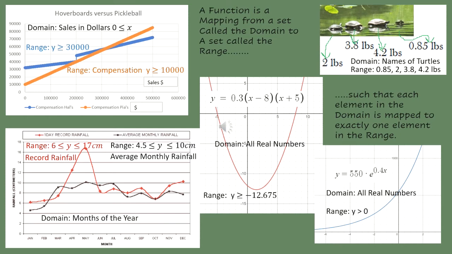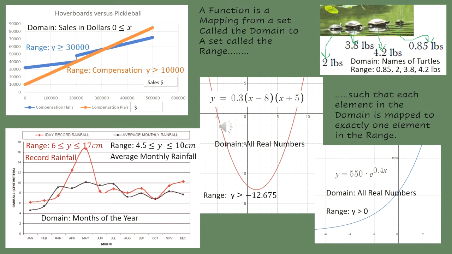Now, it's not labeled that clearly on the graph, but that lowest point where the parabola is turning has a y value of negative 12.675. So the range is y greater than or equal to negative 12.675. Any number higher than that is reached by some x value being plugged in, and negative 12.675 is reached by plugging in the x value that's right in the middle where that vertex point is.